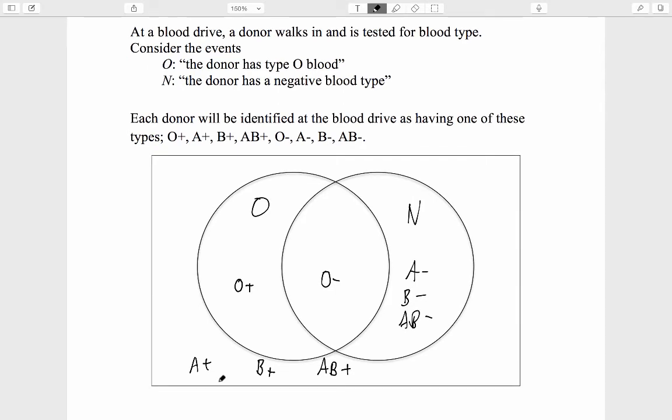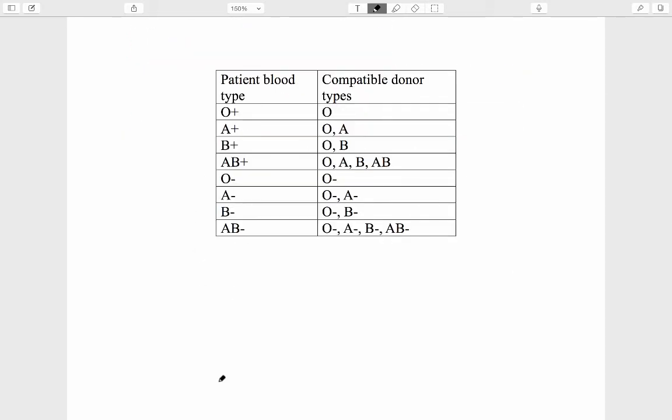So what's the issue here? What's the catch? The issue is that, in general, a patient who needs a blood transfusion cannot just receive blood from anyone. Instead, the patient's blood type needs to be compatible with the donor's blood type. So what does compatible mean?